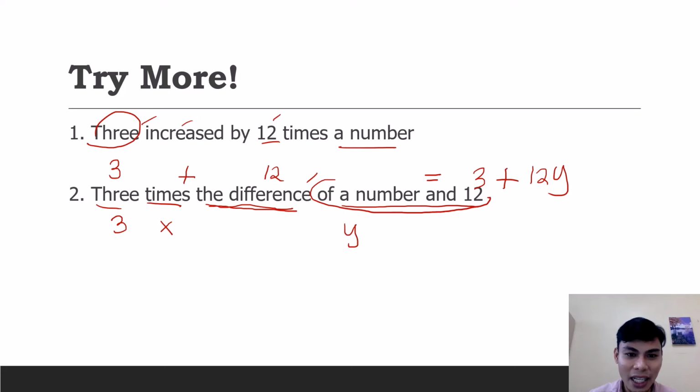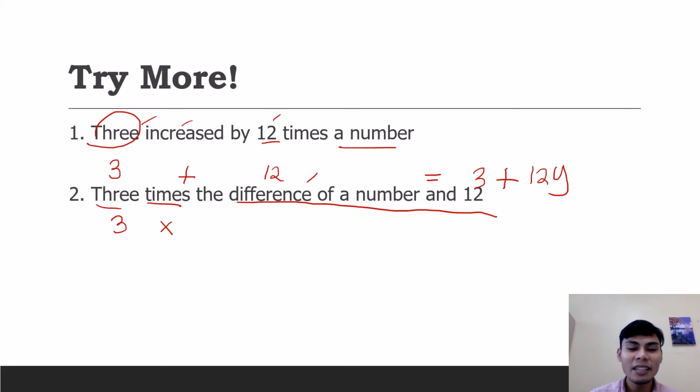Hindi, difference, lagyan mo ng minus, tapos a number and 12. Example, no? Individualize mo. 3 times the difference, minus na. Kasi sabi ni sir, difference minus. A number, we don't know y. And, kasi andyan, plus. Tapos 12. Ay, hindi na. Ha? Do not do that. Na step by step mo talaga. Ha? Kasi, this is part of the sentence. Itong the difference of number and 12. The difference of a number and 12.